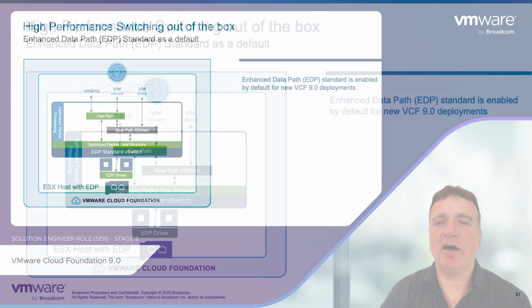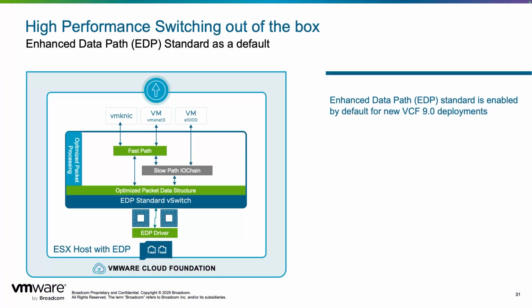Enhanced Data Path is a high-performance virtual switch with two modes of operation, standard and dedicated. By default, new VCF 9 deployments run EDP standard mode on the VDS, while upgrading to VCF 9 will not change the VDS mode. Like the legacy VDS, the EDP VDS is interrupt-driven and uses CPU cores on demand. However, with its DPDK-based operations and packet data structure, it offers higher performance across all workloads without tuning.